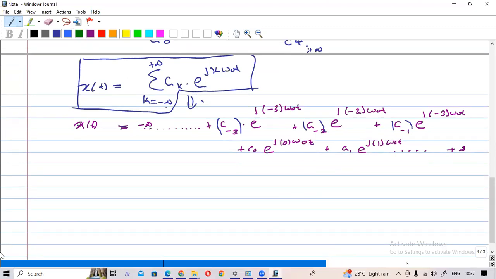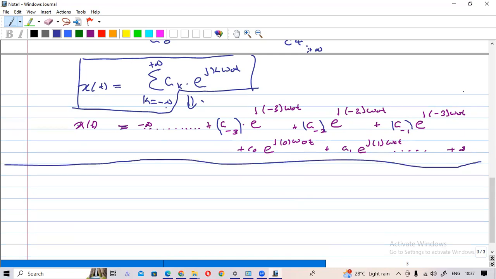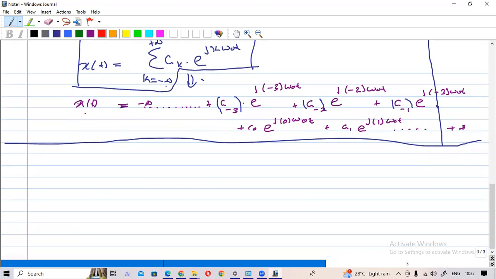Now, this part we are not going to cover in our DSP course. We did it to get the idea of what the Fourier series is. To get that idea, we just used that example.